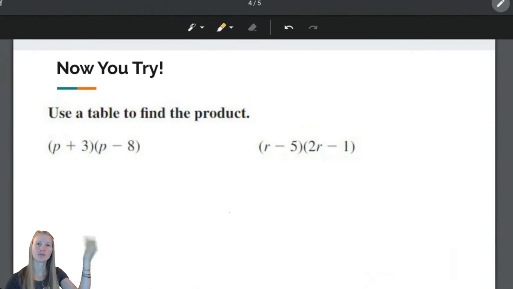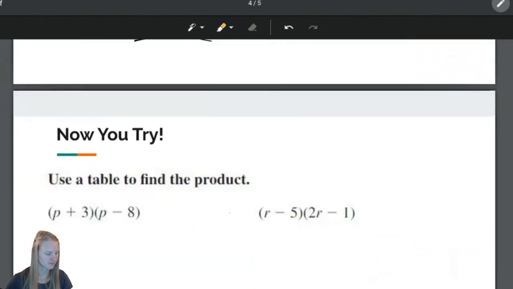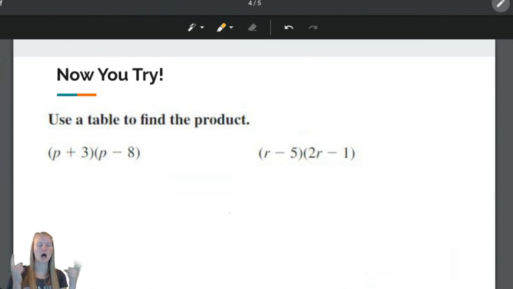Okay, so next, of course, I have some for you to try. Using a table, multiply the following binomials. Pause the video, try it yourself. You can use the example that we just did if you want to. But try it on your own and then unpause it to do it with me. Let's do it in a different color.